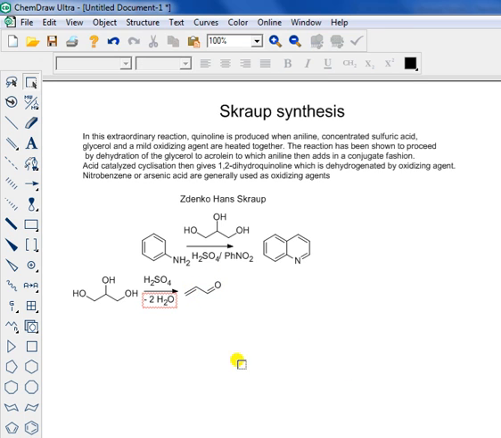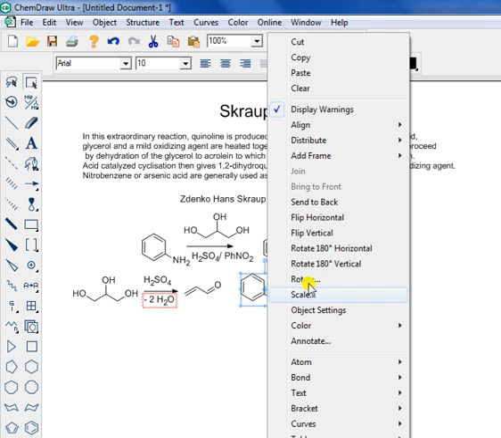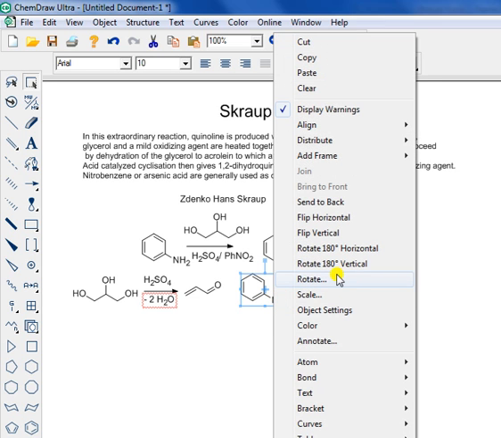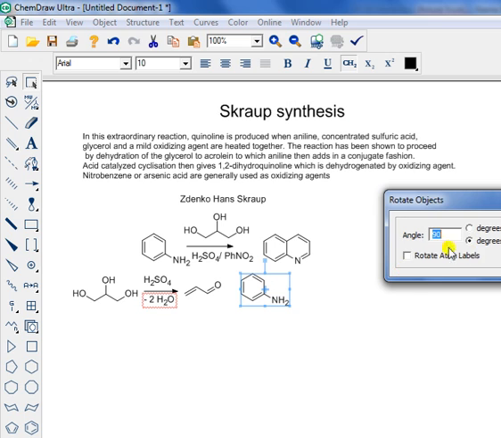So in the aniline molecule we have NH2. So we'll write NH2 here, NH2 molecule. Let's save some space. Okay, we will rotate this. You can see I highlight it and right click, and rotation is here. Right click, it will come. So rotation we need on this side, 180 degrees or 90 degrees, anything you want.